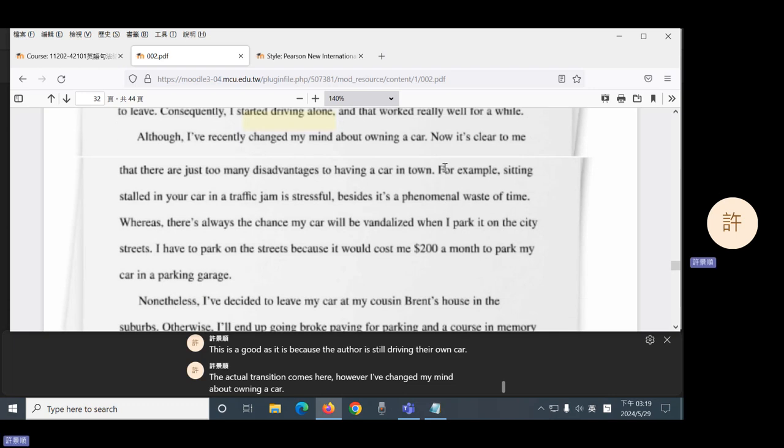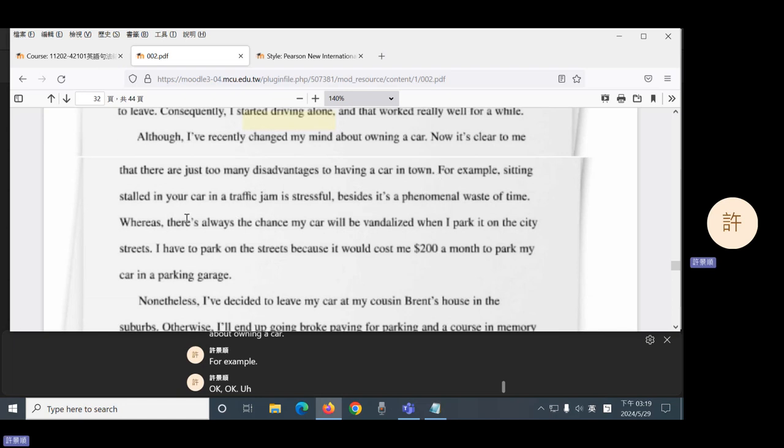For example, sitting stalled in your car in a traffic jam is stressful. And because there's only one comma in front, nothing behind, this should be a coordinating conjunction. And it's a phenomenal waste of time. Phenomenal here just means great, a big waste of time.